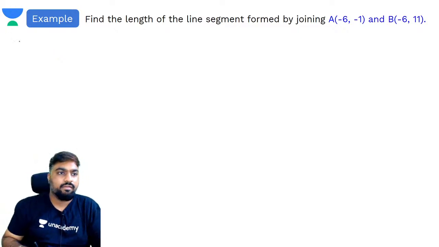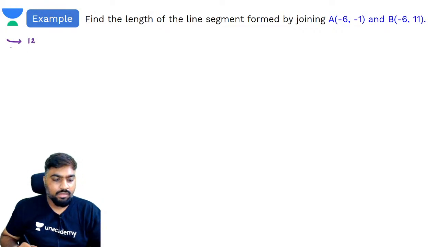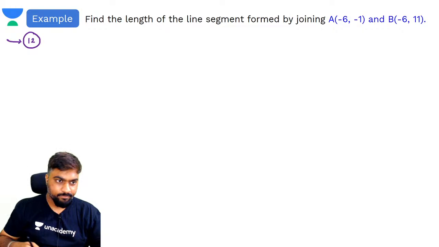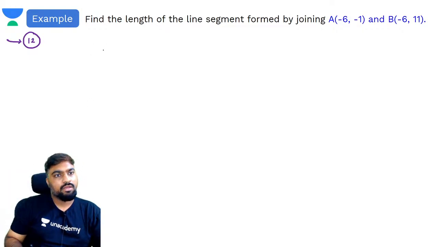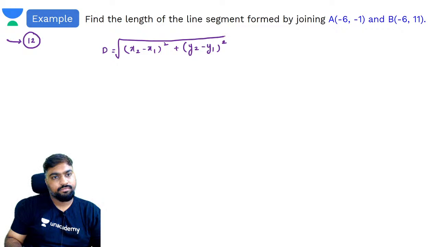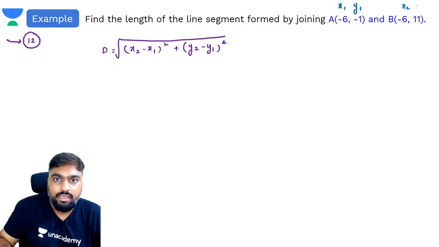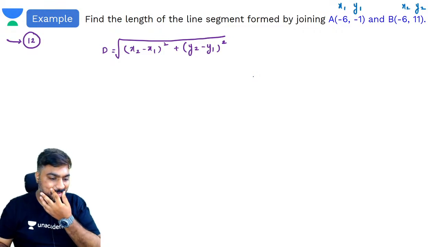Nalin says the answer is 12. How about others? और कोई? So what do we know? We know the distance formula, x2 minus x1 whole square plus y2 minus y1 whole square का root. Yes, and if we consider this as x1 y1 x2 y2. Yes, Shreyashi also says 12.